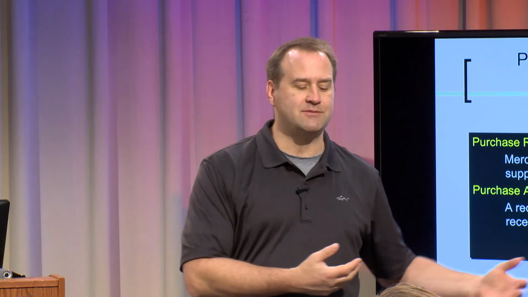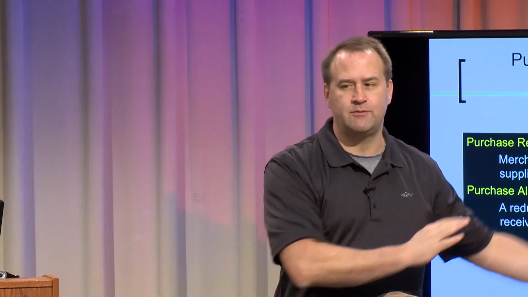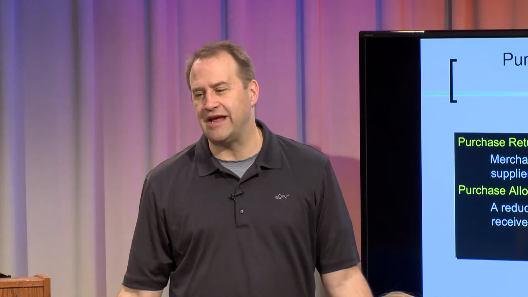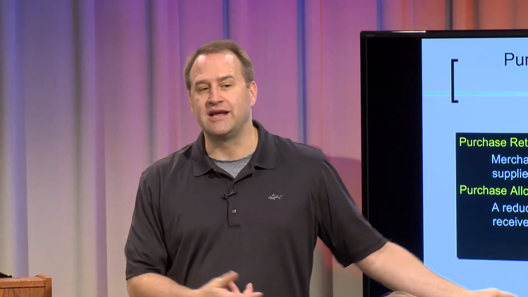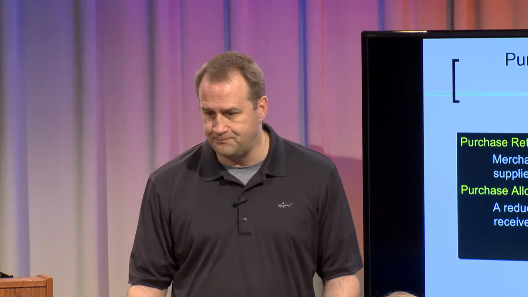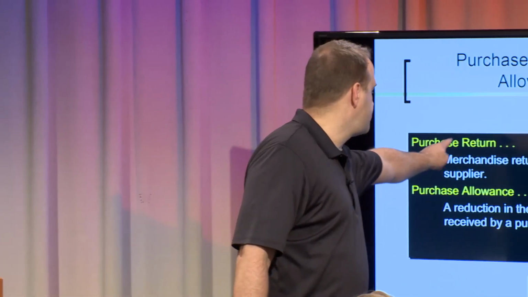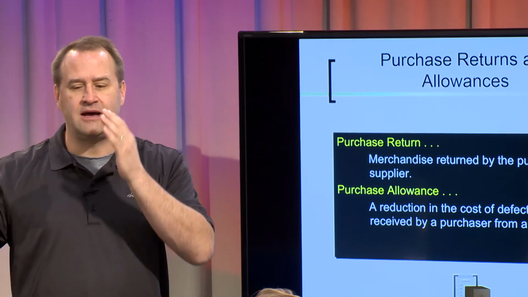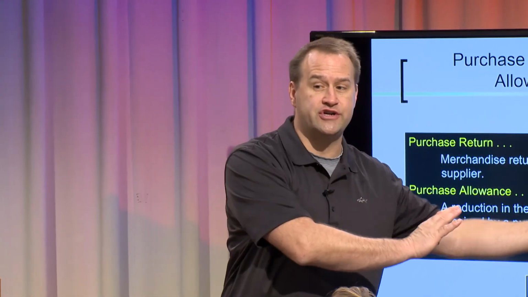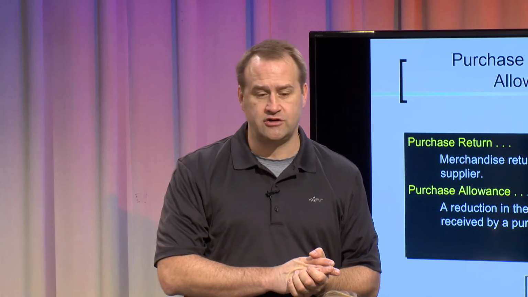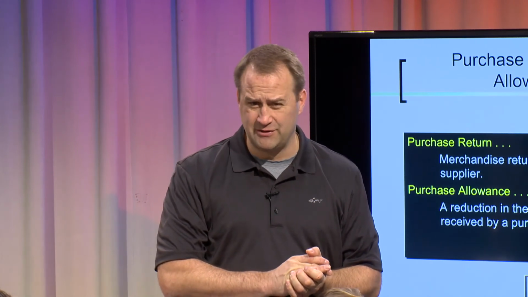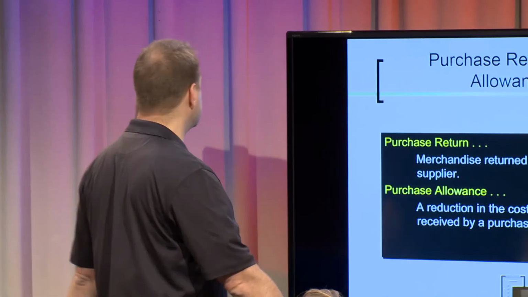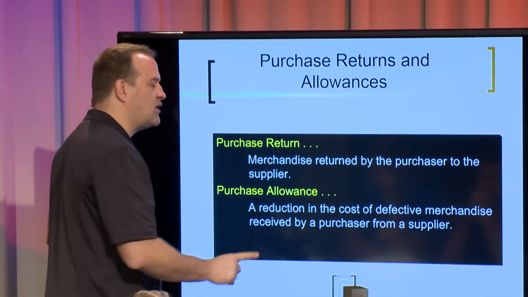If they buy some items and they get it and they go, well, these really weren't what we wanted, they can return it to the manufacturer. Now, chances are they haven't paid yet. So they don't get cash back, they just reduce their accounts payable. You with me? That's a purchase return. The key is that the item actually is returned to the manufacturer, to the original seller. You with me? Now, let's contrast that with a purchase allowance.